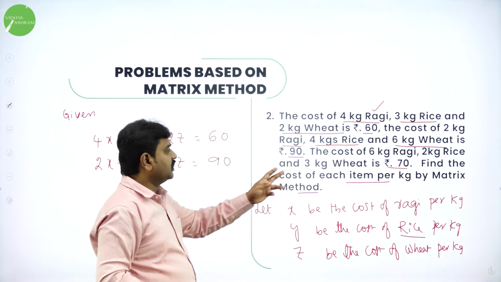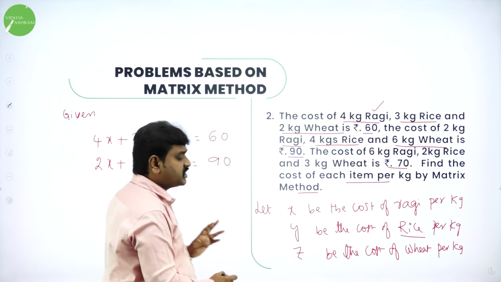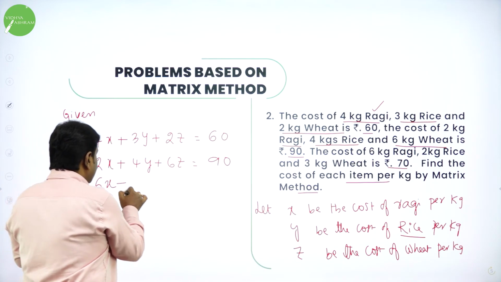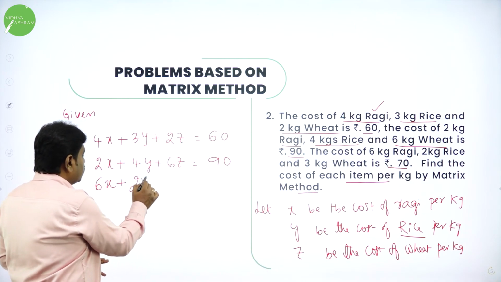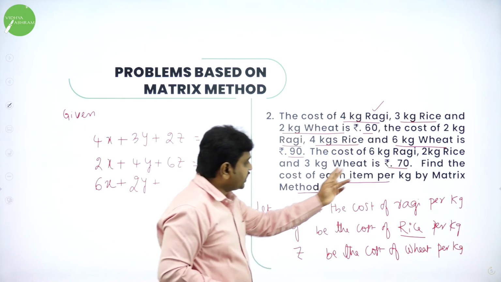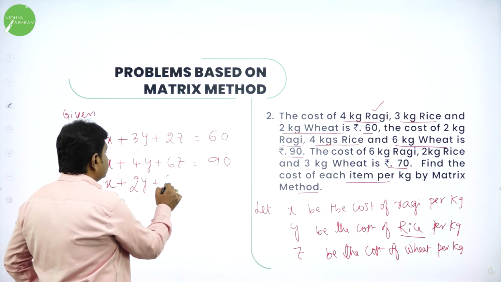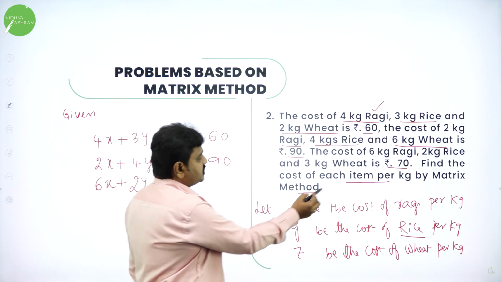Now can you tell the third equation? What is the third equation? Cost of 6 kg of ragi means 6x, plus 2 kg of rice, 2 kg of rice means what? 2y, plus 3 kg of wheat, 3 kg of wheat means 3z, is how much? Is 70.